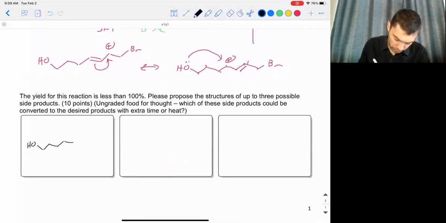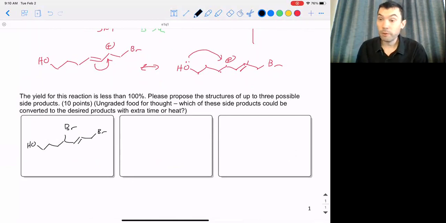1, 2, 3, 4, 5, 6, 7. And then I can put a bromide on this end, and I can put a bromide on that end. Okay, and so that would be the 1,4 dibromide. 1, 2, 3, 4, 5, 6, 7. Put a bromide on the end, and then I could have the 1,2 dibromide. So that would be okay.